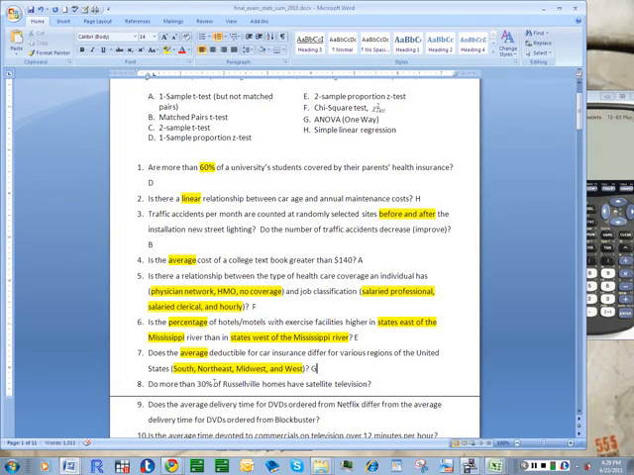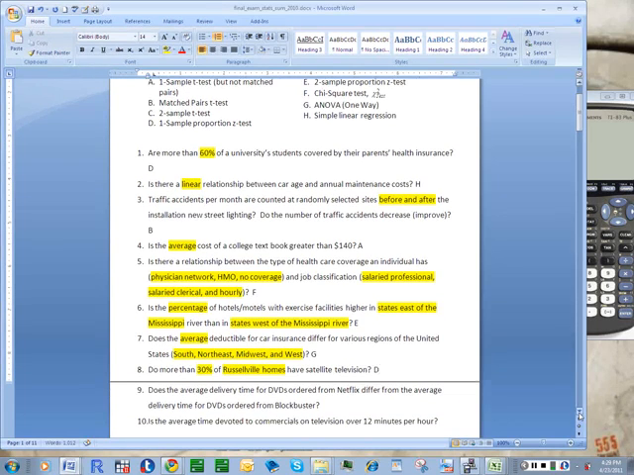Do more than 30%. So we've got percent, which is the same thing as a proportion of Russellville homes. That's one sample, just Russellville homes. All Russellville homes would be our population. And then we take a sample from that. That's going to be our sample, but it's just one of them. So that is D, a one proportion z-test.